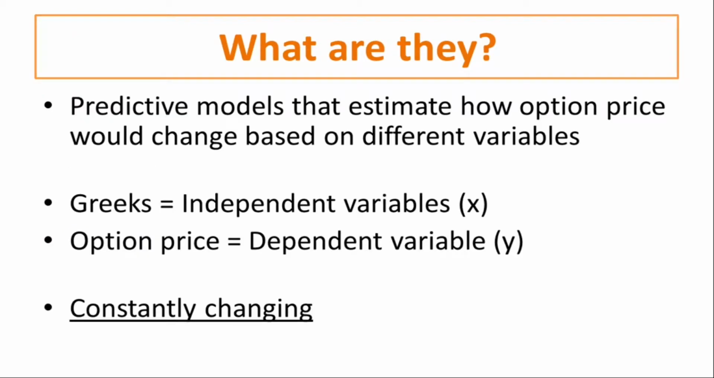So what are these Greeks? Well, these are mathematical models that help you estimate how much your option price will move based on different variables presented. So you can think of the Greeks as independent variables, or X, as we learned in math classes, and the option price being the dependent variable, or Y. It's important to remember that the Greeks are constantly changing, and they're based on models, so they're not fully accurate numbers. They'll just be an estimate of how your option price might end up looking.